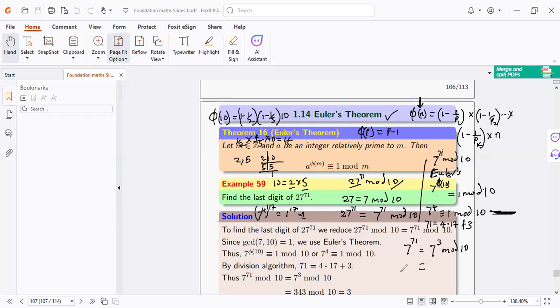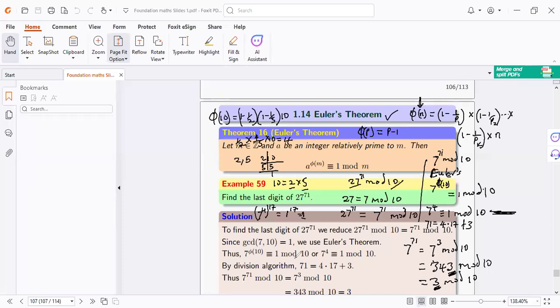What is 7 raised to 3? This is a small number. You can do it using a calculator. I'm getting 343. Mod 10, which is 3. In fact, the question wanted the last number, and the last number I can see is 3. Whether I divide 10 into that and get the remainder, the last number is 3.